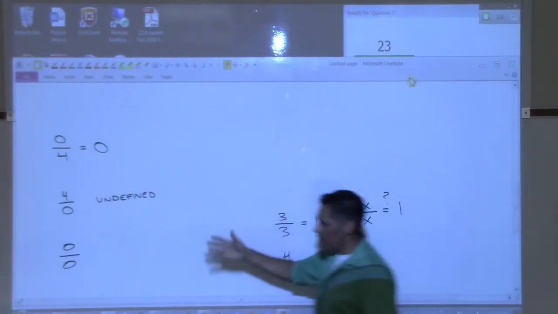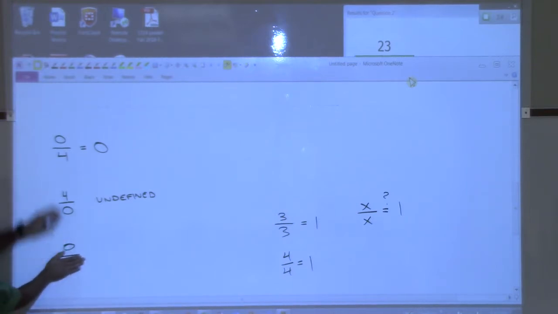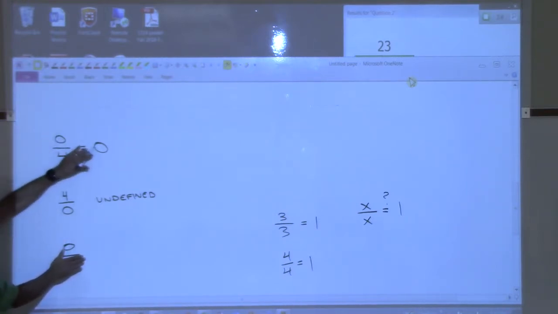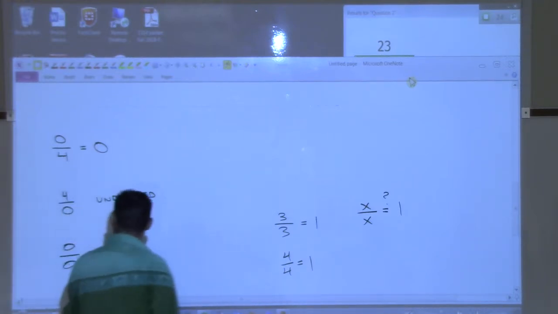So with this, we actually do have something over itself, right? So should it be 1? Well, maybe. But we also have 0 on top, and we've been told that if 0 is on top, it should be 0, right? But then we also have division by 0, which should be undefined. So do you see it's all these different things at one time? So this right here is actually undefined.